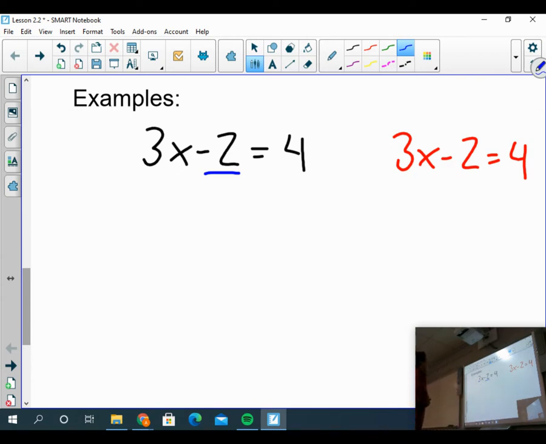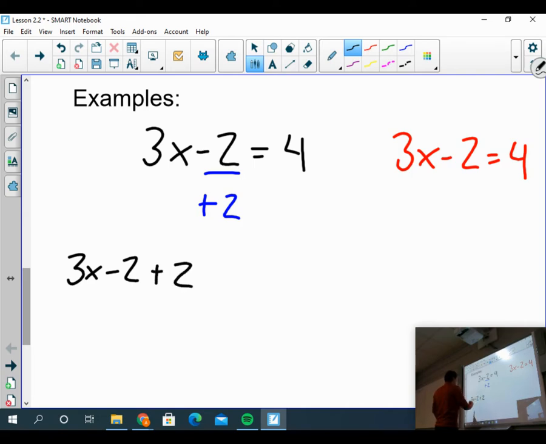Okay, so how do I isolate the x by getting rid of the minus 2? Well, the opposite of subtracting 2, as we saw in the last video, is adding 2. So I could add 2. Again, the logic there would be if I had 3x minus 2 and I add 2 to that, the minus 2 and the plus 2, well, that's just 0.